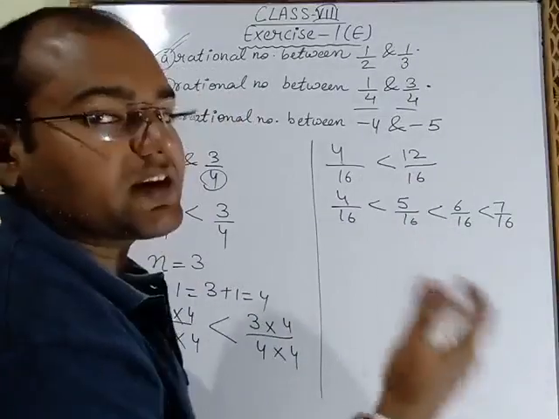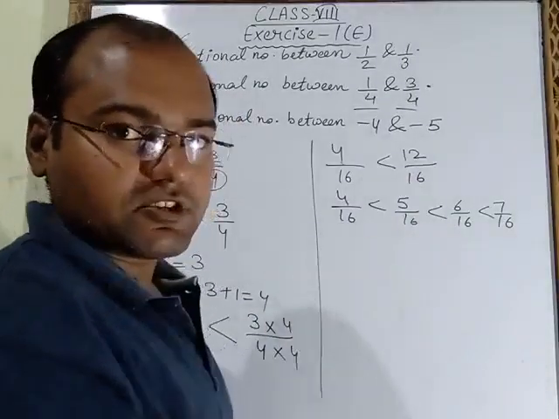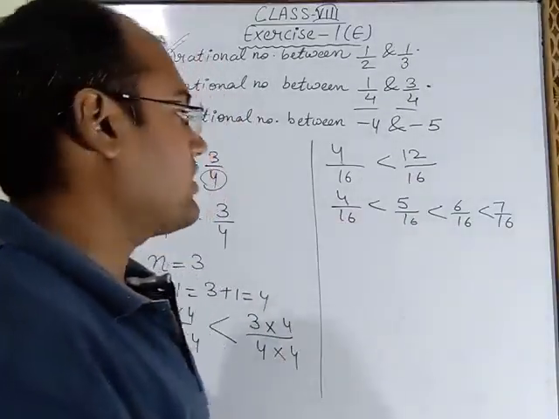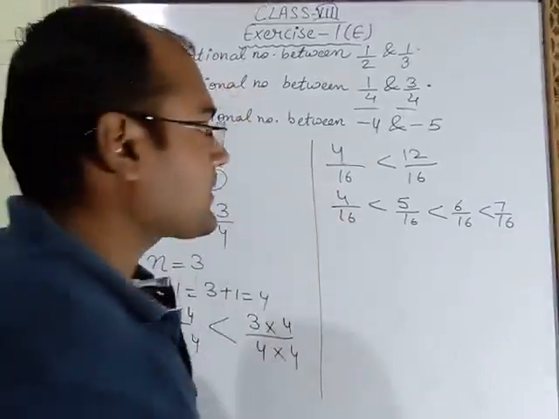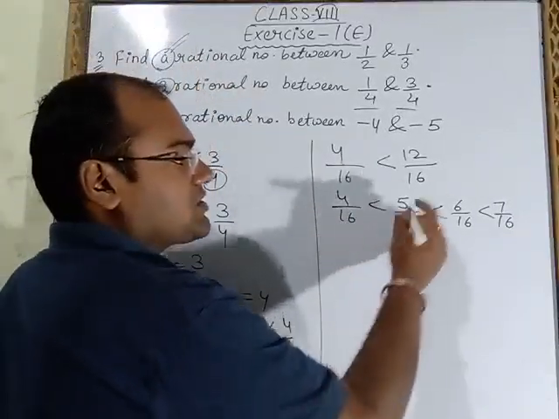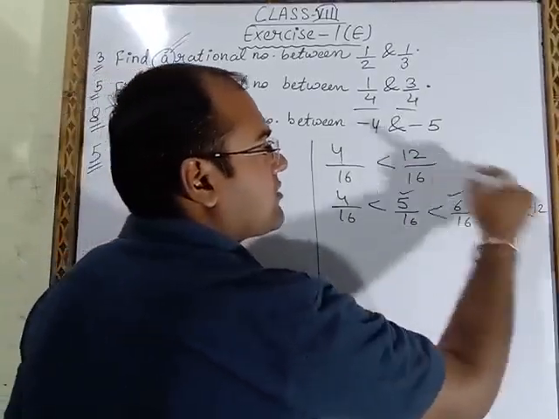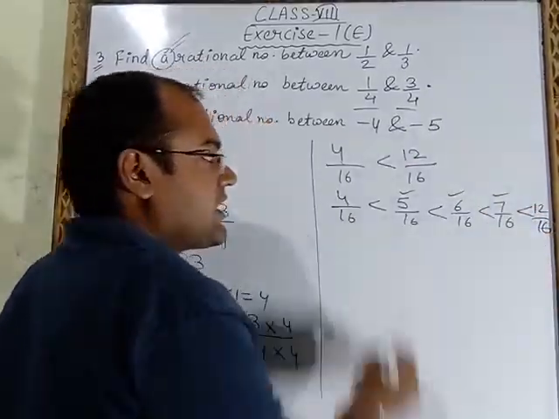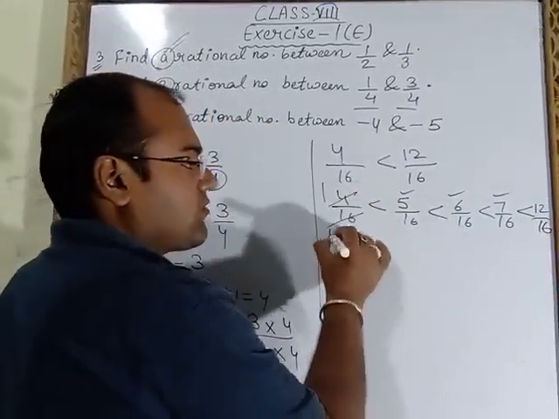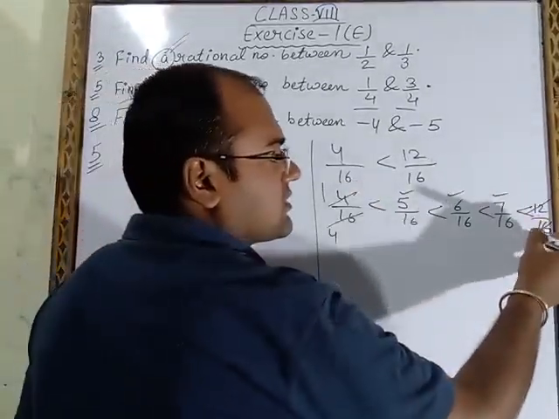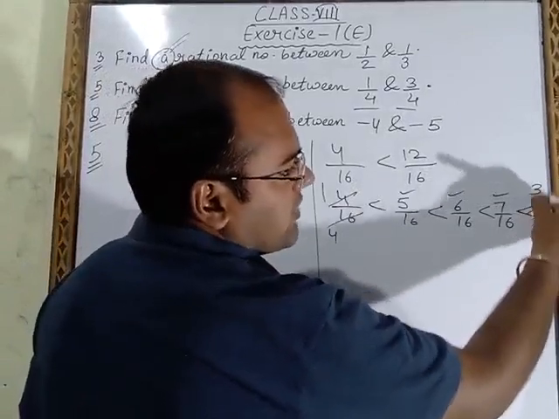Many more numbers are there, 8 upon 16, 9 upon 16, 10 upon 16. These all are rational numbers only. He said we have to write 3. So after 4 upon 16 we had written 1, 2, 3. 3 rational numbers we had written. Then after that you have to write 12 upon 16. And if we cancel these, 4 1 is 4, 4 4 is 16. This one, 4 3 is 12, 4 4 is 16.